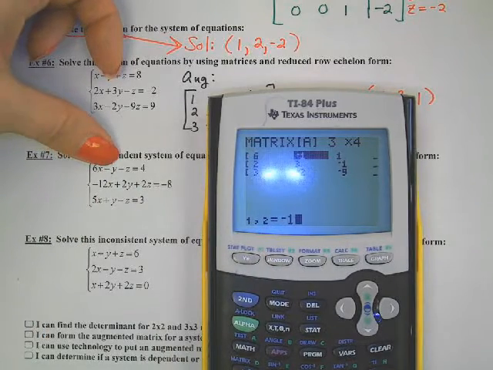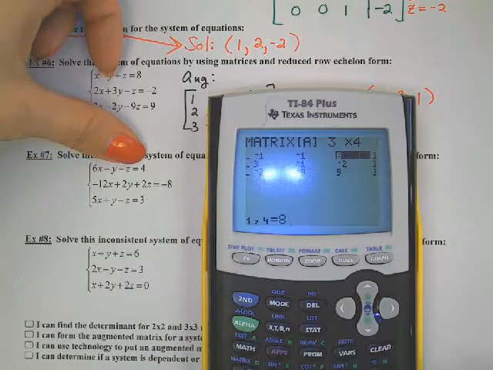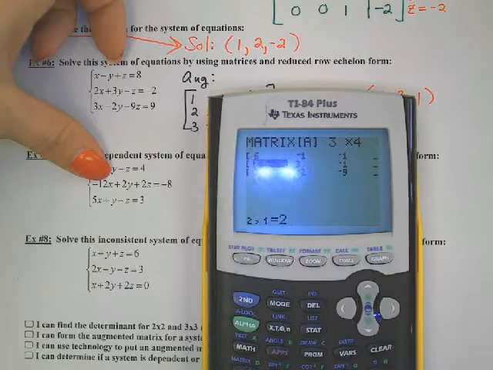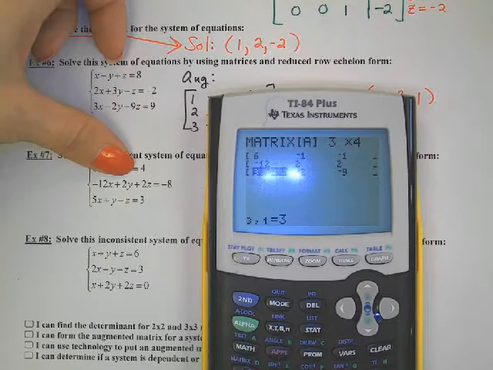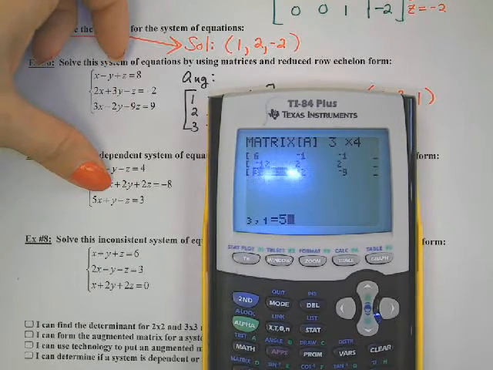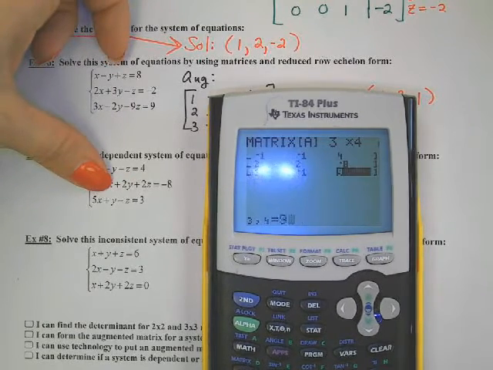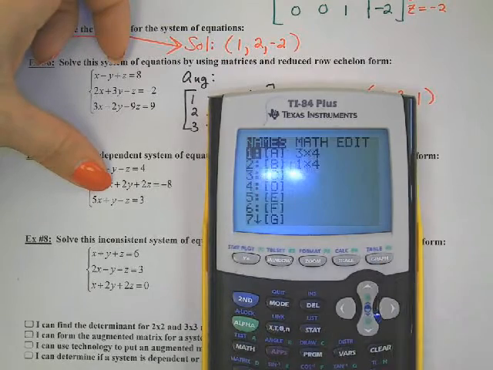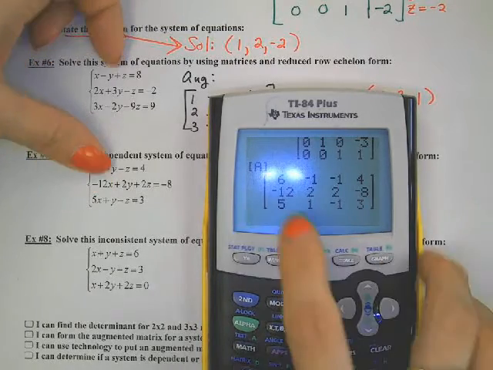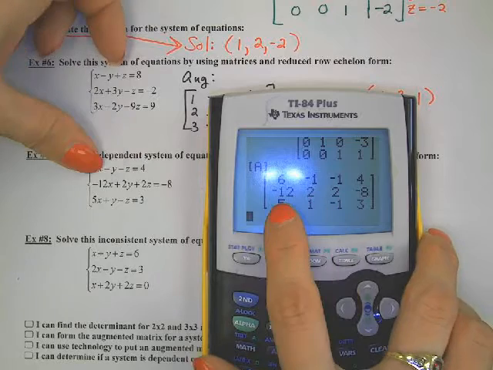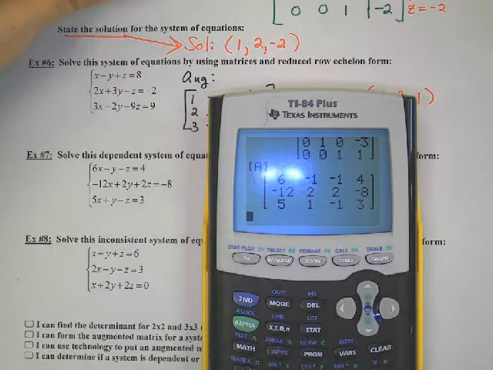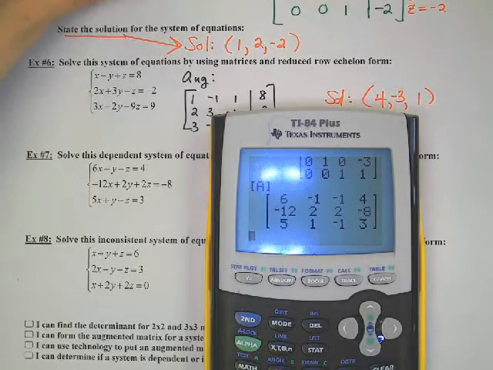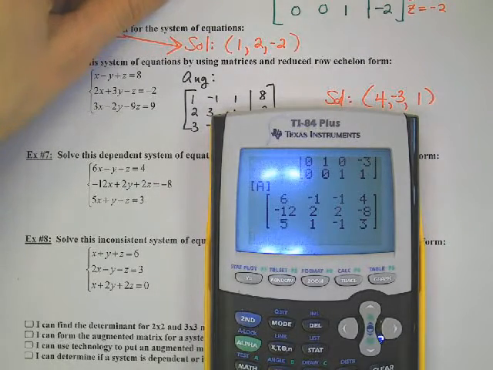6, -1, -1 and 4. Next equation, -12, 2, 2, and -8. The third equation is 5, 1, -1, and 3. Let's just make sure I like the way it looks. Did I make any mistakes? Does yours look like mine? If it does, then I believe we are ready to start.